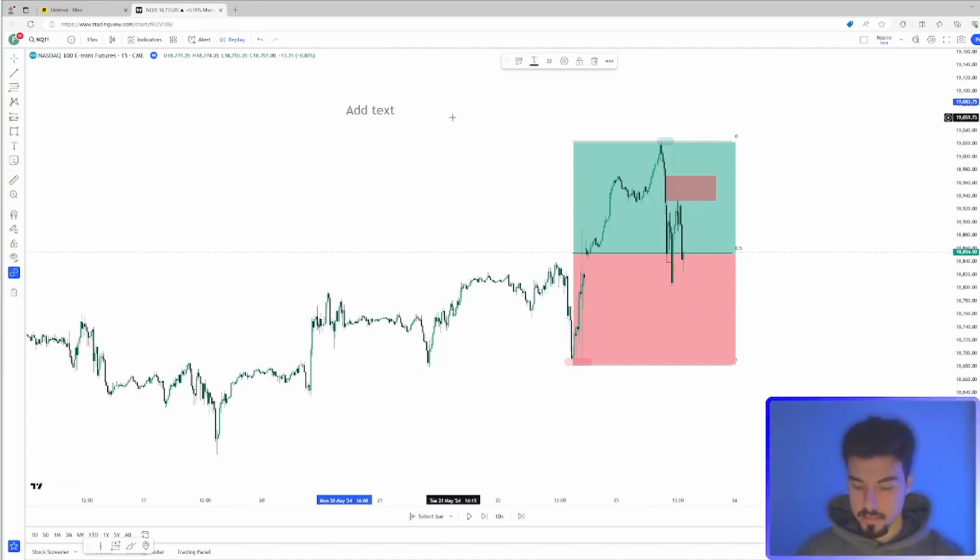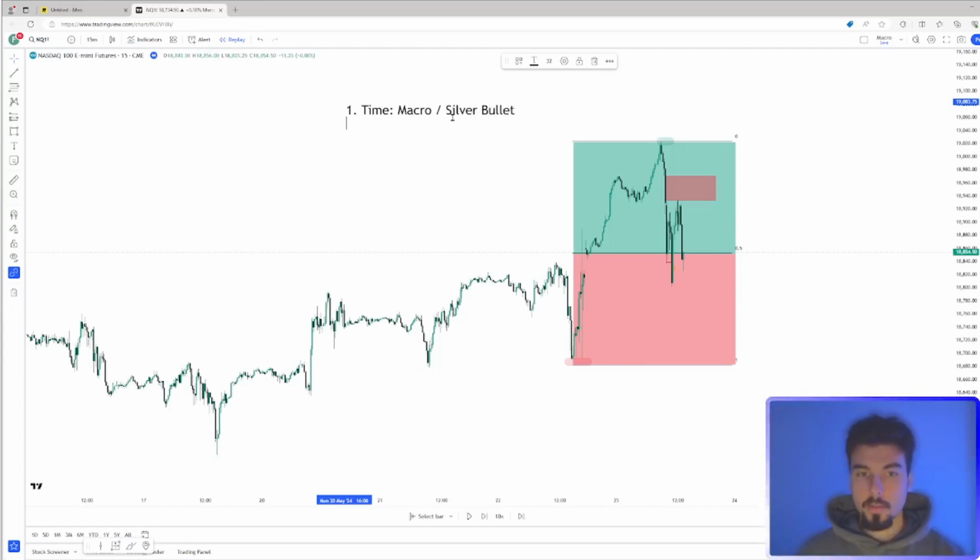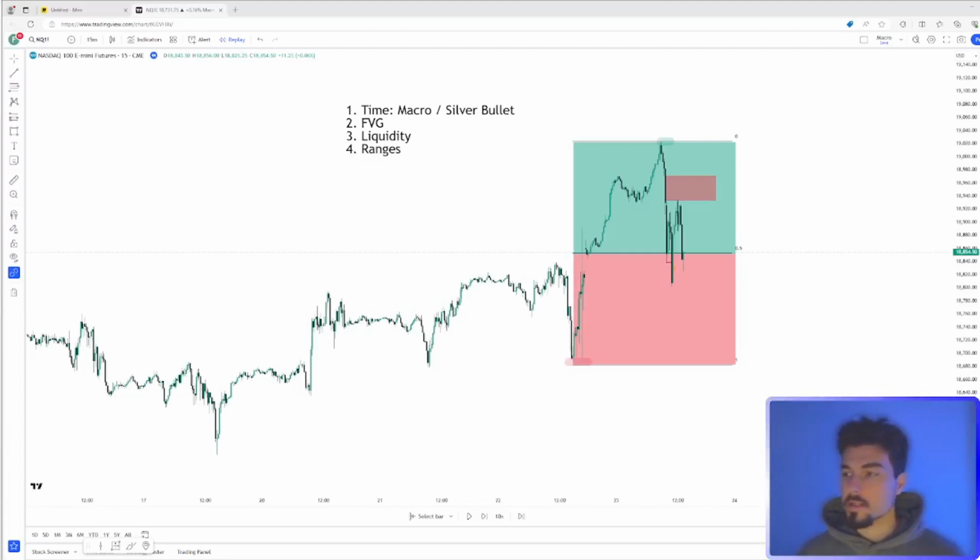If we were to summarize this, all you need, in my opinion, is time. So you need macros and silver bullet timeframes. Number 2, you need fair value gaps because that's where price can react from. Number 3, you need liquidity, like low resistance versus high resistance liquidity. We talked about that. And number 4, you need the ranges. I hope you guys got something from this video.